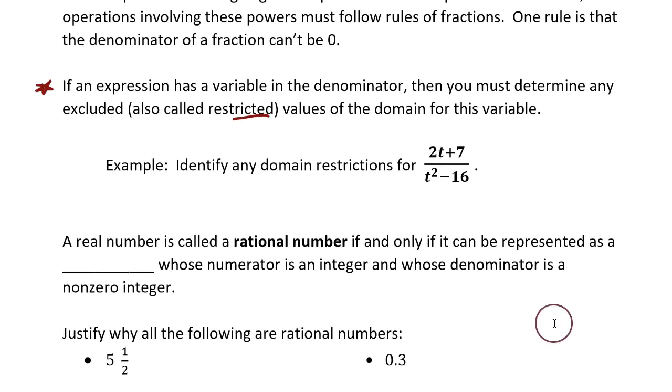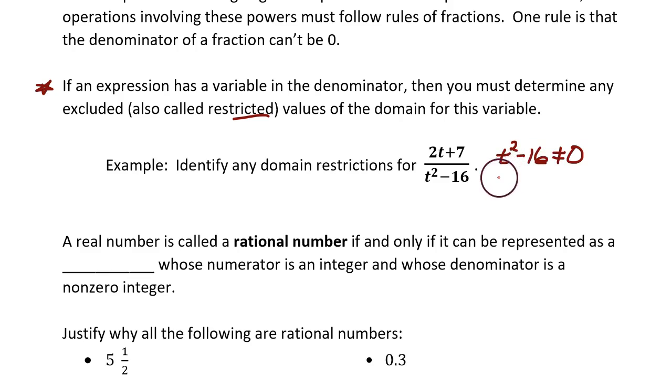Here's an example problem. Identify any domain restrictions for this rational expression. Our concern is that the denominator cannot be zero. So we can write that down. T squared minus 16 cannot equal 0. And then figure out what values of t solve this.